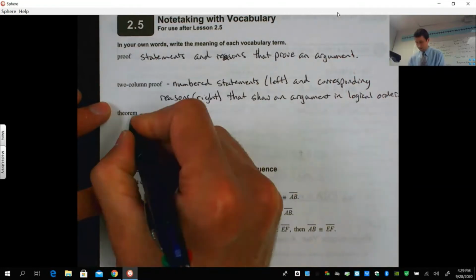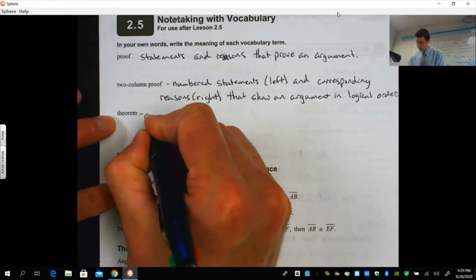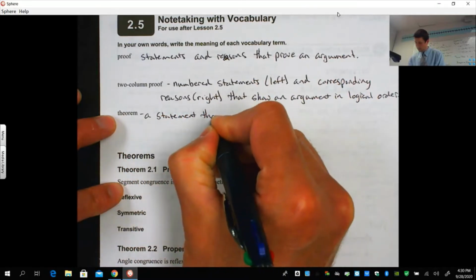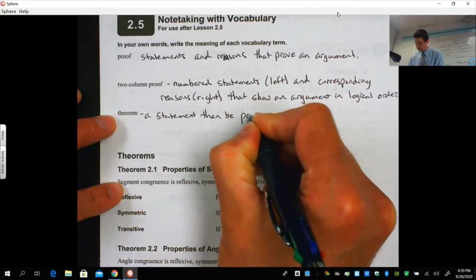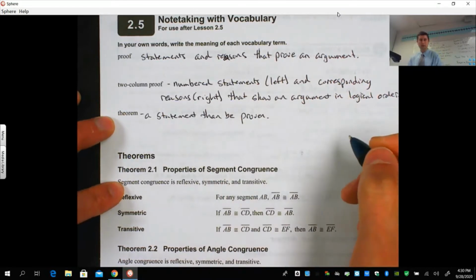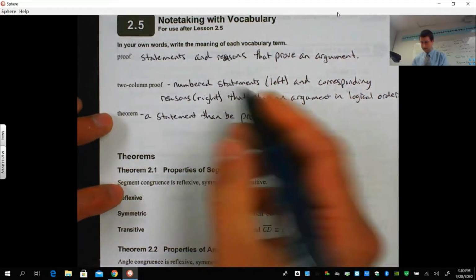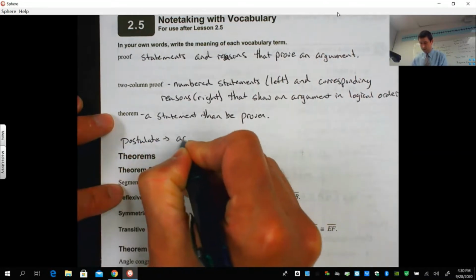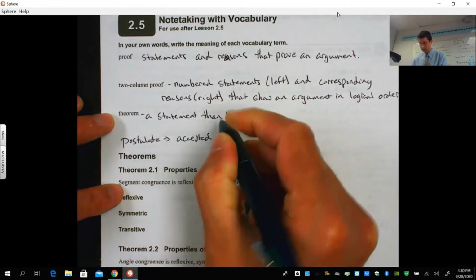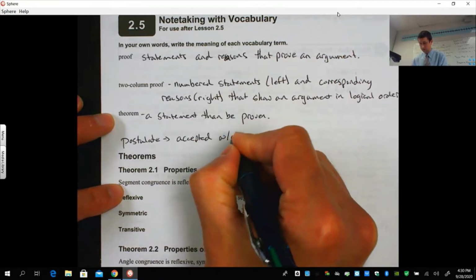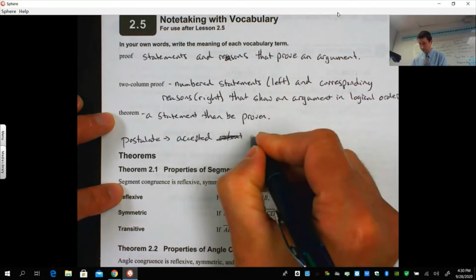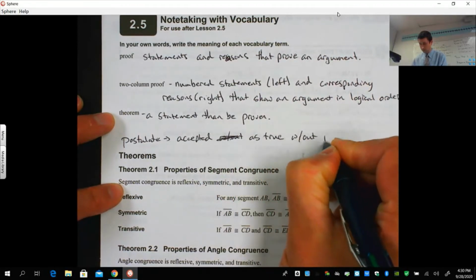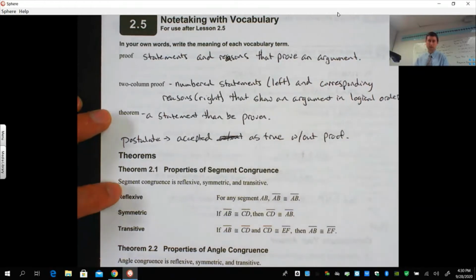Okay, so theorem. Theorem is just a statement that can be proven, so we can use a proof for it. Okay, compare that with a postulate. A postulate is accepted as true without proof. Accepted as true without proof. That's a postulate.